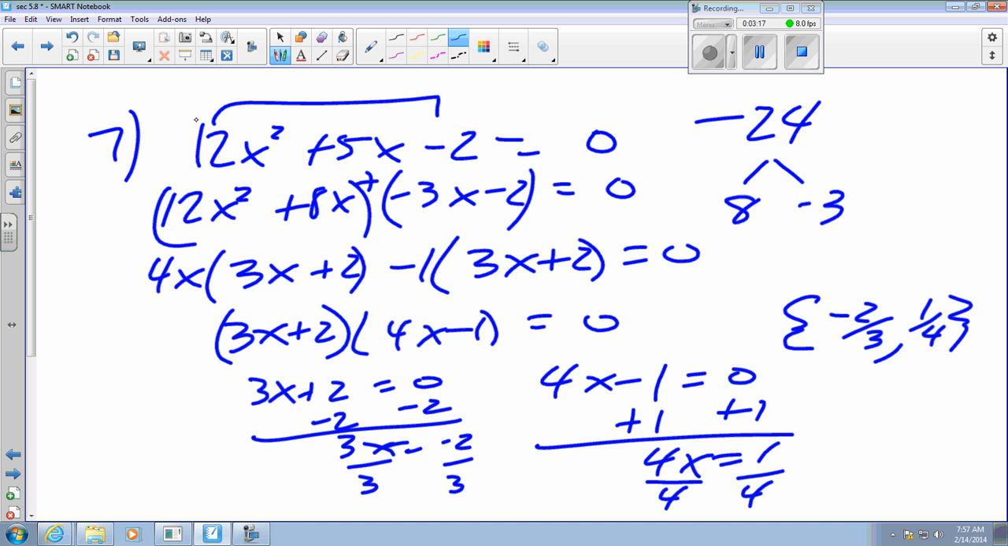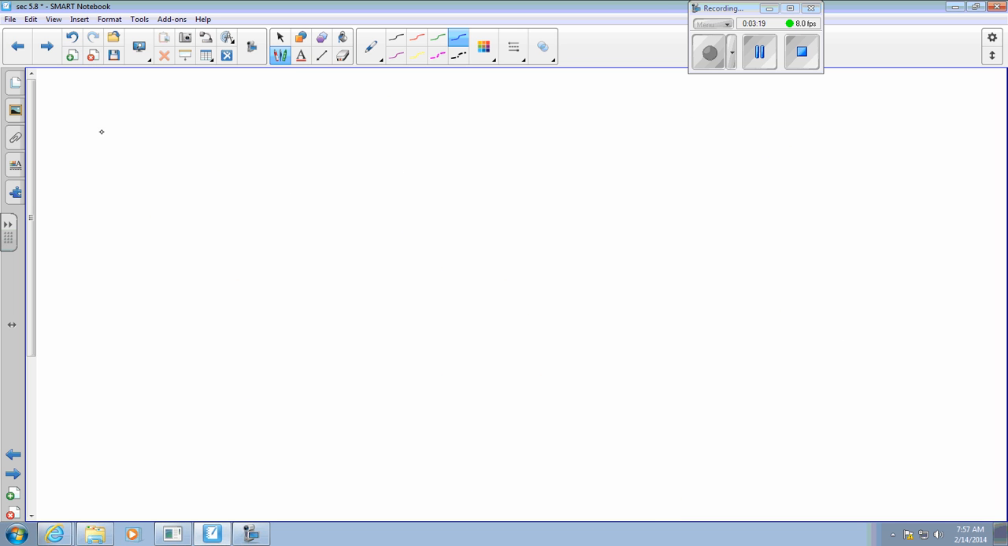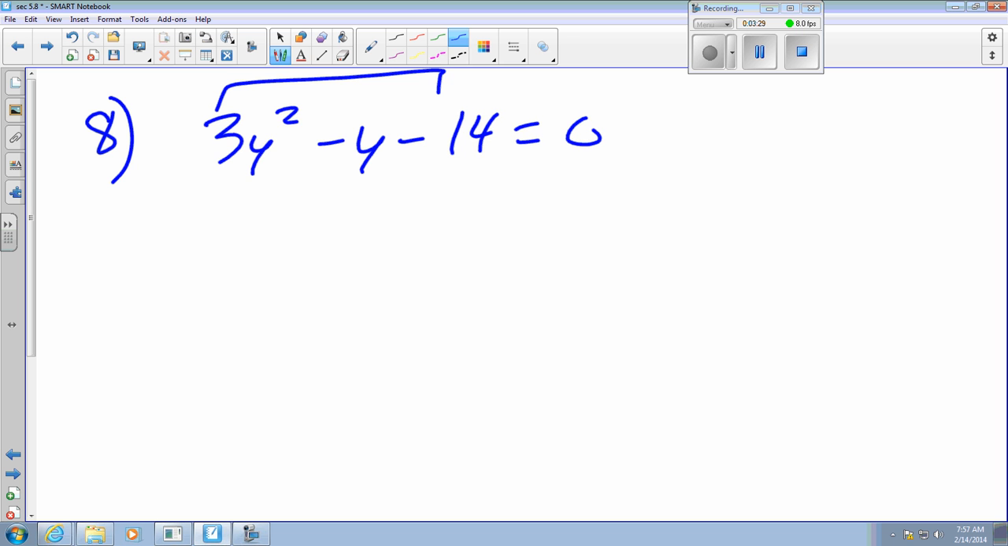Let's do number 8. Number 8, we have 3y squared minus y minus 14 equals 0. My AC equals -42. Factors of -42 that add up to -1, I'm going to go with -7 and positive 6.